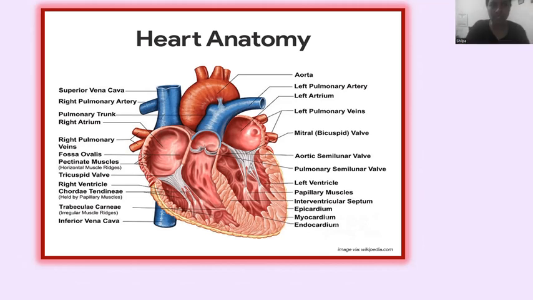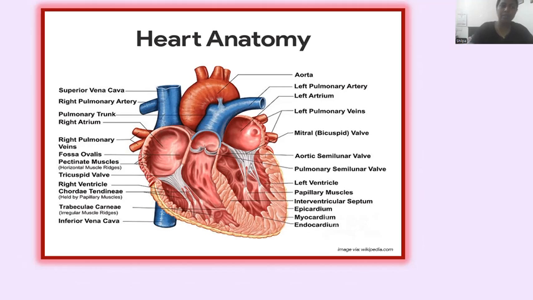So this is related to what we're discussing about the myocardium. Remember about the myocardium. These are the important points of the pericardium and myocardium, and the next one is related to the endocardium.